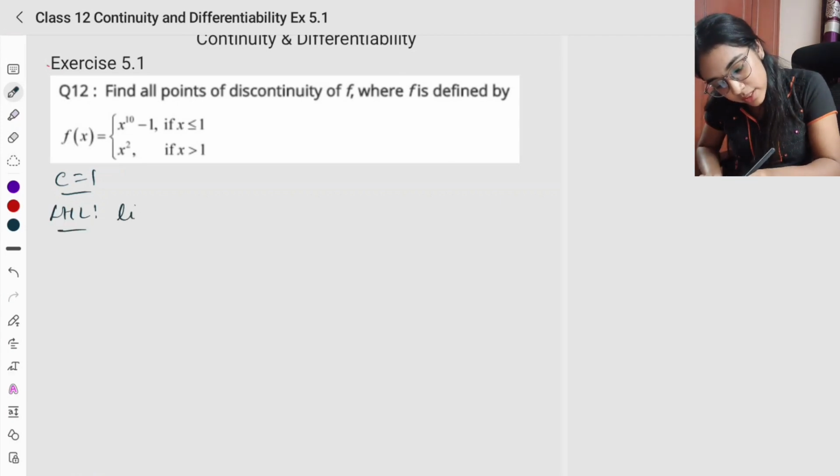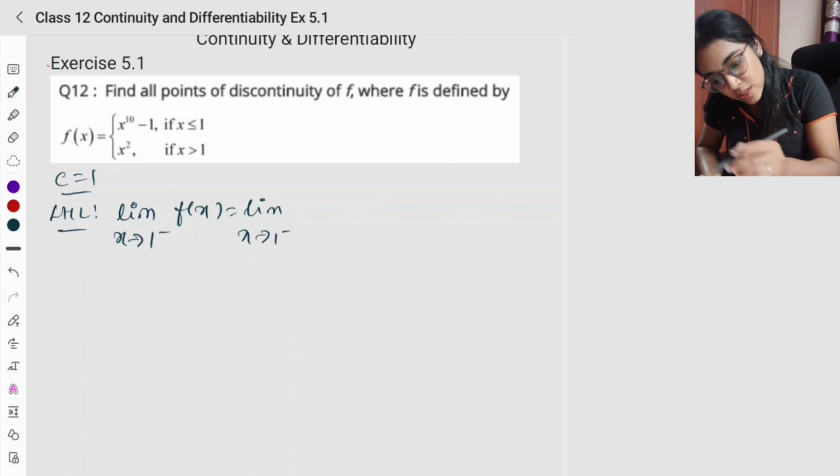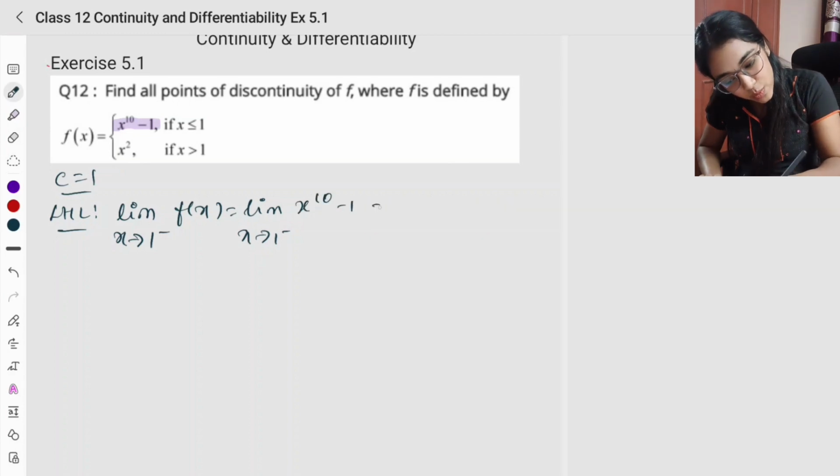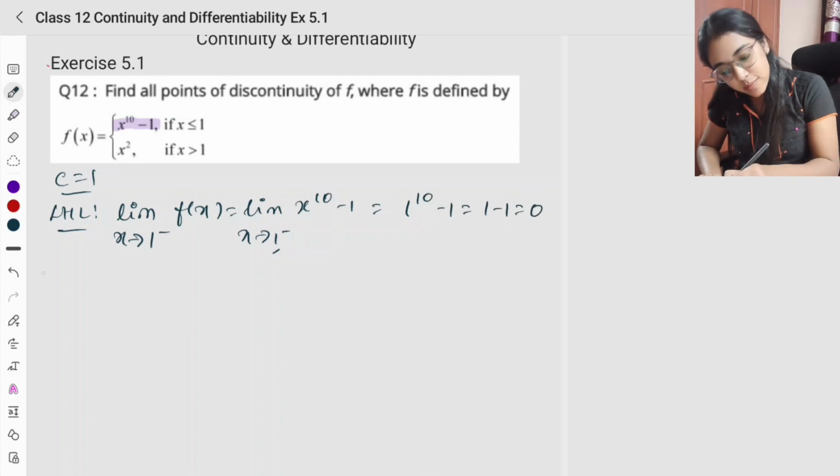What is my left hand limit? Limit x tends to c oda value 1 na, it is going to be 1 minus of f of x, and this is going to be limit x tends to 1 minus na in the value, it is going to be x to the power 10 minus 1. So it is going to be x to the power 10 minus 1, and I substitute the value of 1 to x, I'll have 1 to the 10 minus 1. 1 minus 1 is 0. So this is my left hand limit.